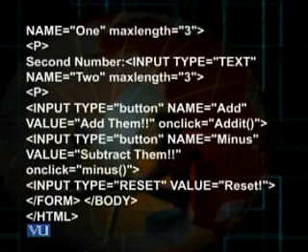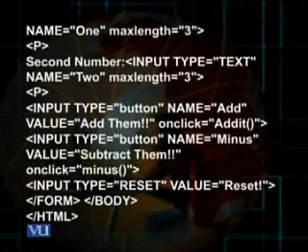Similarly, to create the button minus, I write another input tag, input type button, name minus, value subtract them, and here onclick equals minus, which means that when the user clicks on the button minus, the control would be shifted to the function minus, and then the statements contained in that function would be processed, and the result would consequently be written on the web page due to document.write.